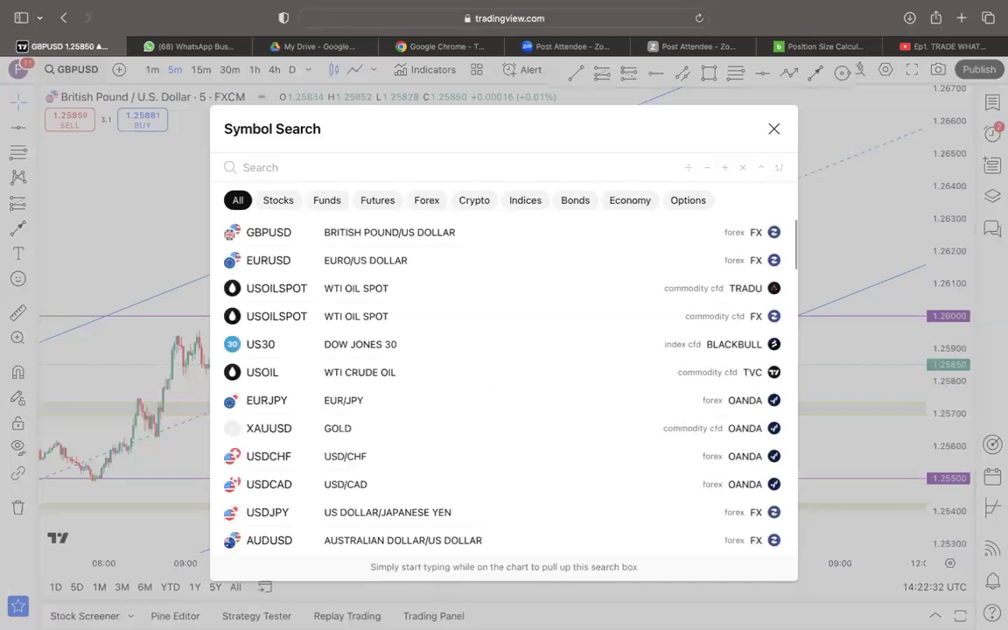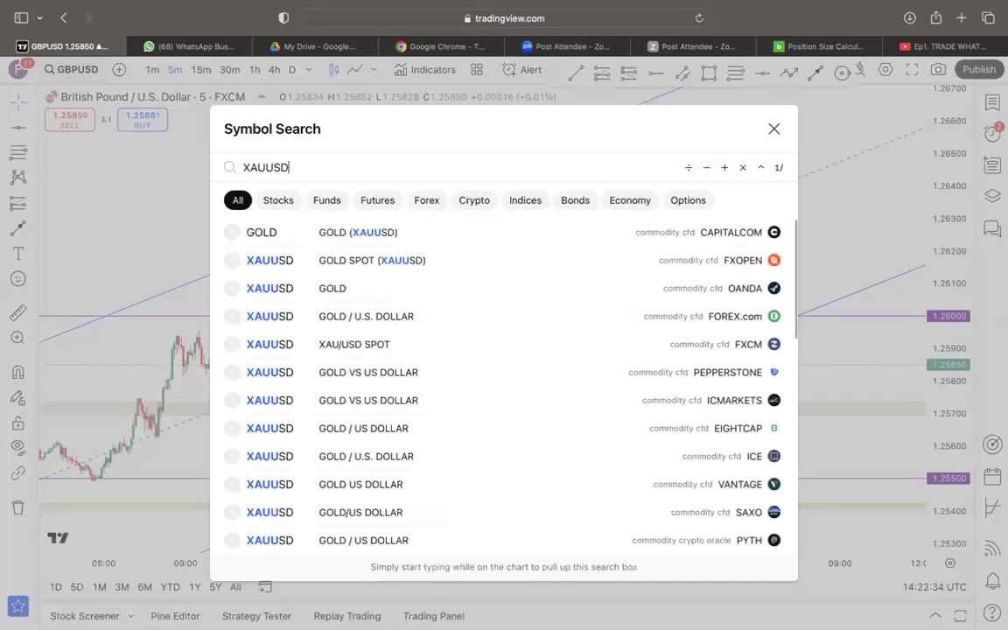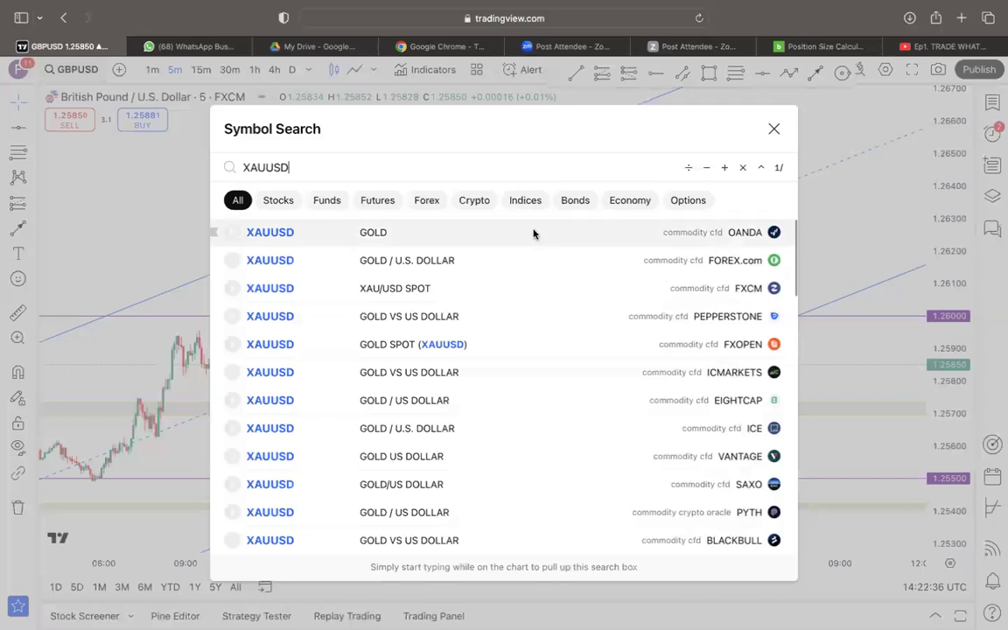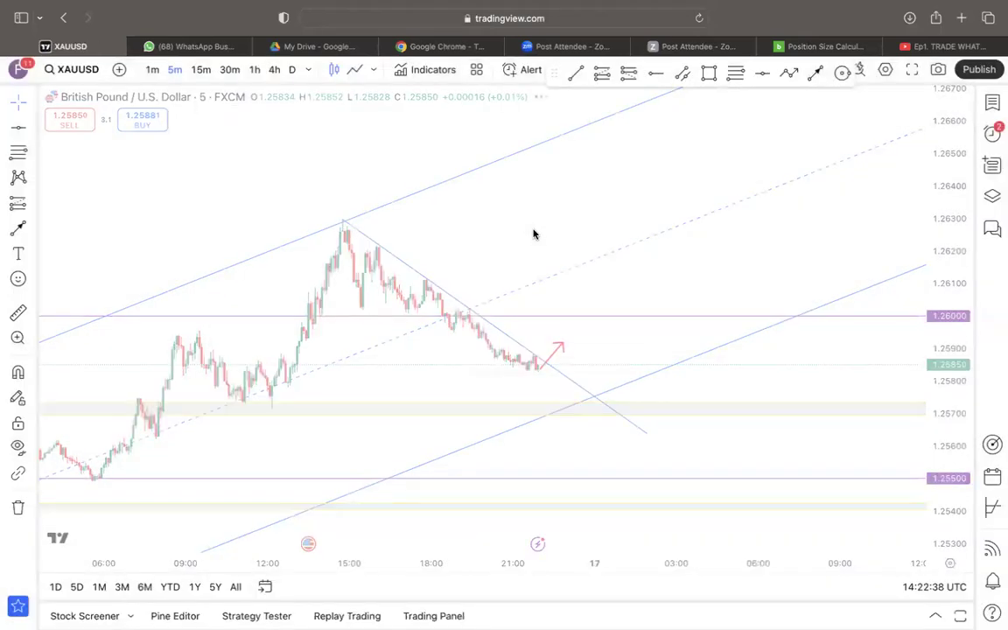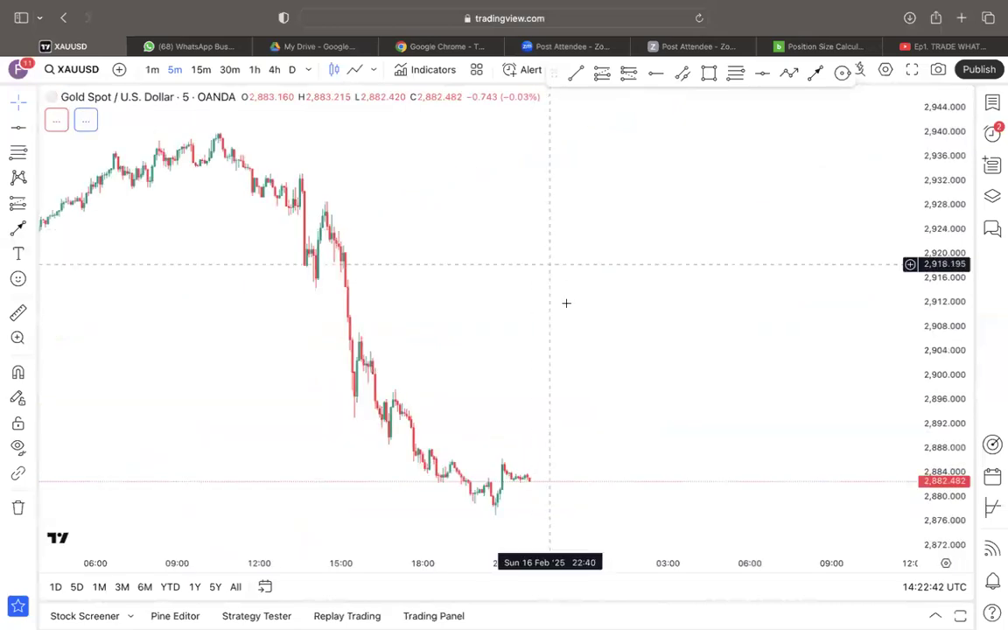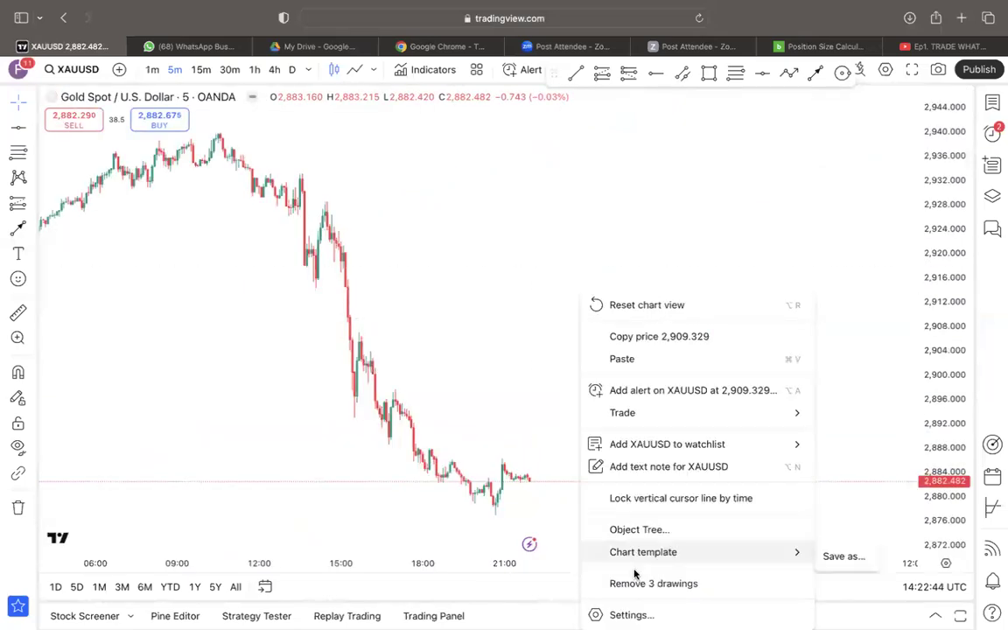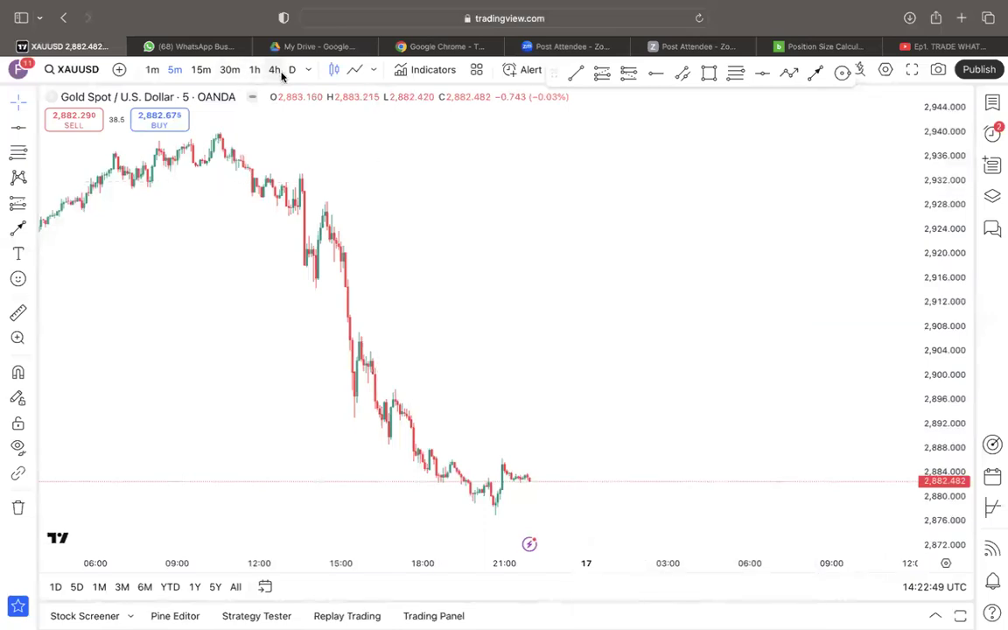So the next one is XAU USD. Let's see what XAU USD is telling us. Let me remove the drawings. Then let's go to H4. Let's always start our analysis from the H4 time frame.